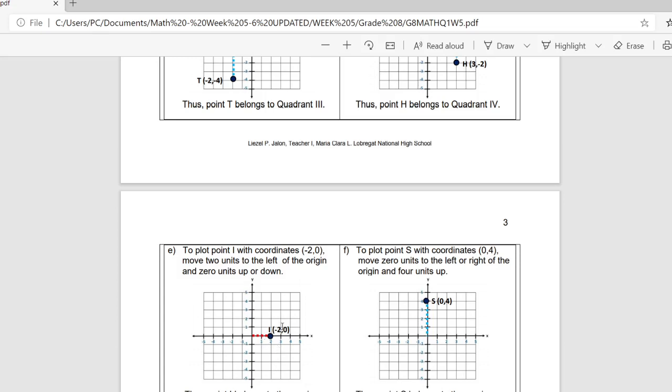While this one is wrong, there's an error here, so the point must be here. Therefore it is neither quadrant 1 nor 2, so it just belongs to the x-axis. Then next, we have 0, 4. Your abscissa is 0, so it is on the origin, but your ordinate is positive 4, so it is above the x-axis by 4. 1, 2, 3, 4. That's the point there, so it belongs to the y-axis.